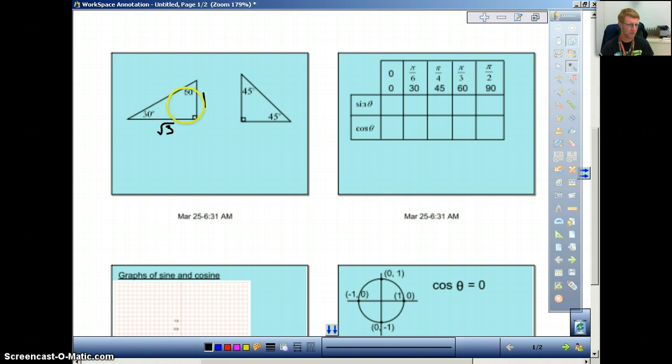1 is always opposite of the 30 degrees, and 2 is always the hypotenuse. On the 45, 45, 90, your two legs are always 1 and your hypotenuse is the square root of 2. And it can be any ratio of these. So I can multiply every side by 3. If I multiplied every side by 3, then this would be 6, this would be 3, and this would be 3 times the square root of 3. And it's the same thing. It's still a 30, 60, 90 triangle because it shares that ratio.